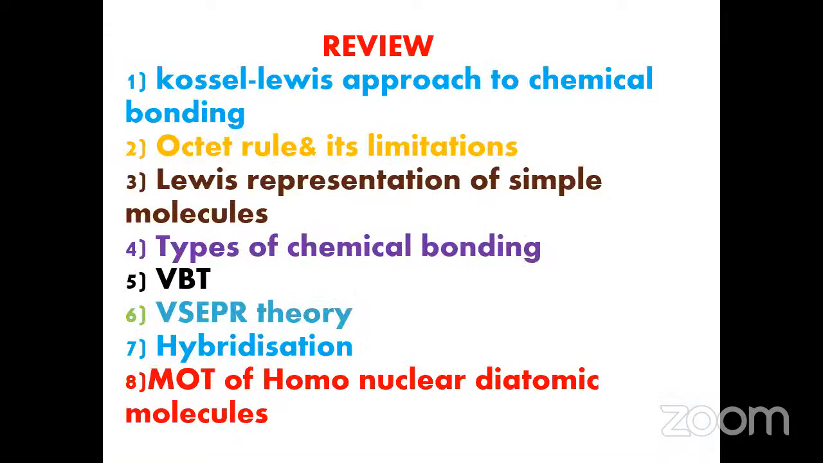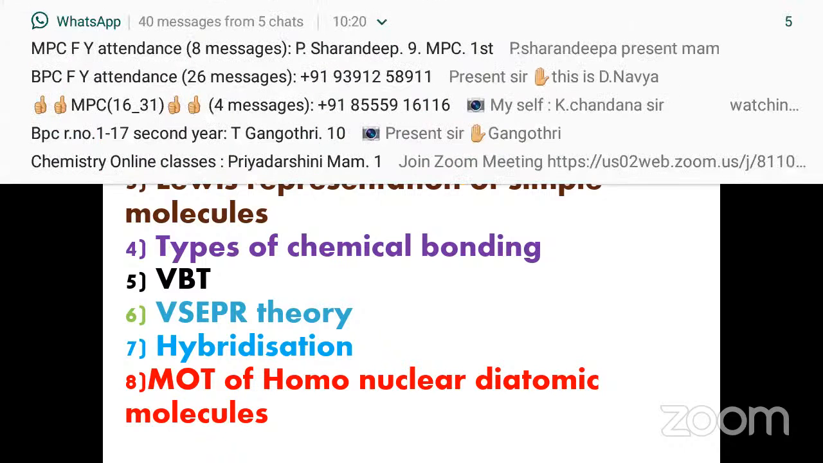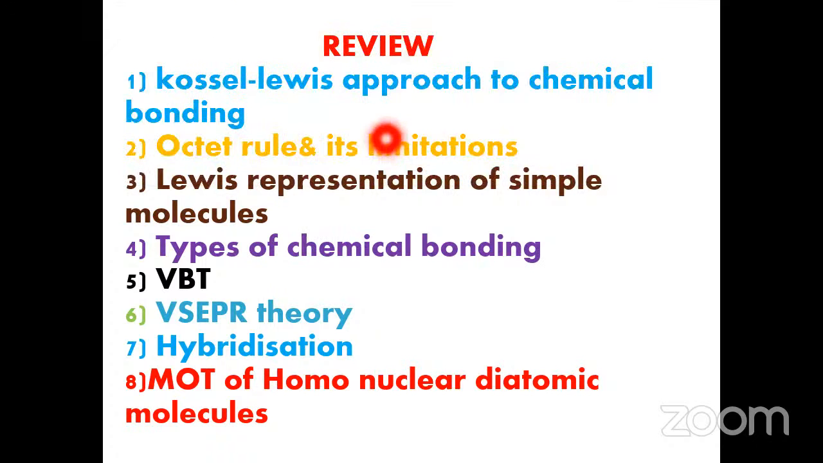So in this chapter, from the starting till now, we discussed the Kossel-Lewis approach to chemical bonding. It explained what valence electrons and core electrons are, and which atoms try to get the inert gas configuration. Next we discussed the octet rule and its limitations. And next we discussed the Lewis representation of simple molecules.